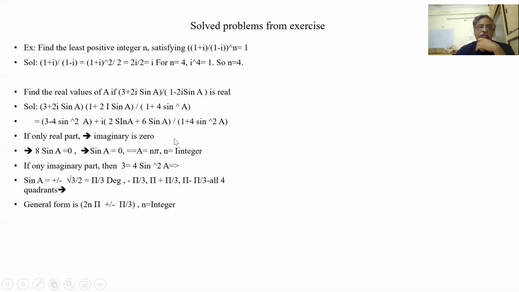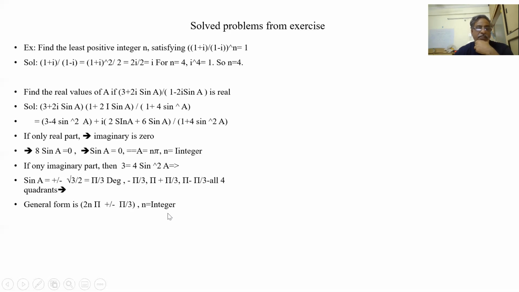Similarly, if it says only the imaginary part is there, then the real part is 0. Then 3 minus 4 sin squared a is 0. That means sin a is plus or minus root 3 by 2, which means all four quadrants are allowed. Pi by 3, 60 degrees, all four quadrants are allowed. So we generalize this term as 2n pi plus or minus pi by 3.